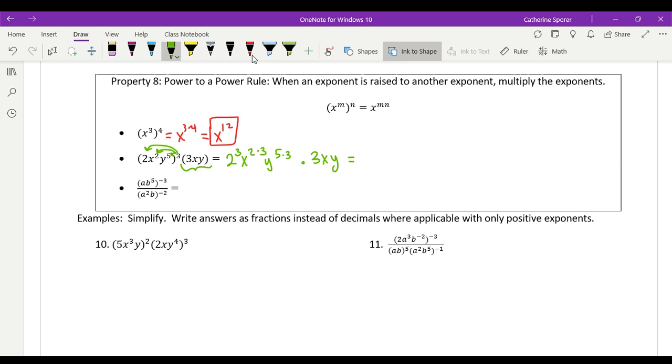So if we simplify this a little bit, 2 to the 3rd is 8, and then x to the 6th, y to the 15th, and then multiplied by 3xy. So this would be 8 times 3 is 24, and then adding the exponents, x to the 6th plus 1 is x to the 7, y to the 15 plus 1 is y to the 16.